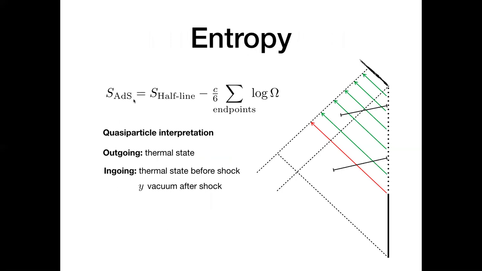The second thing we have to compute is the entropy. And like I said, all you have to know is the entropy of the half-line vacuum plus this anomaly piece that comes from the conformal transformation. So omega is a conformal factor that appears in the metric. And this entropy, once you compute it, has a nice quasi-particle interpretation where you can imagine outgoing modes that live in the thermal state in the black hole. And you have some ingoing modes, which in this region in the past are again in the thermal state of the black hole. You can imagine them bouncing out of the black hole and off the boundary and coming back in.